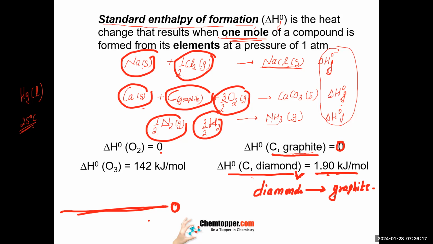That's because of the structure. Dhruv is asking a very good question. The diamonds are very hard. They are the hardest substance. They have very high melting points.